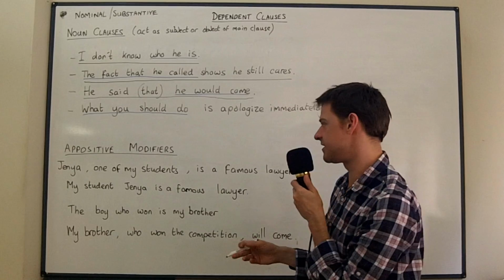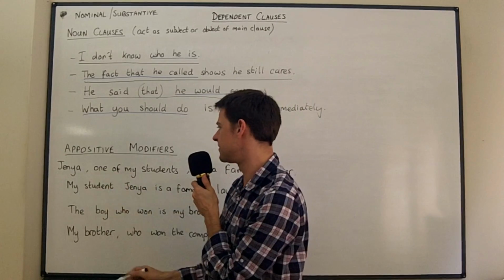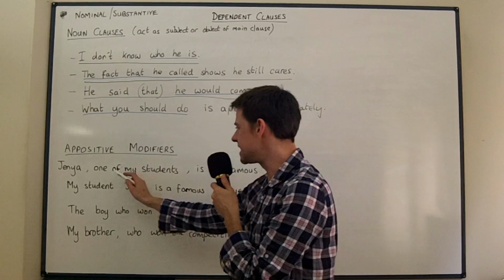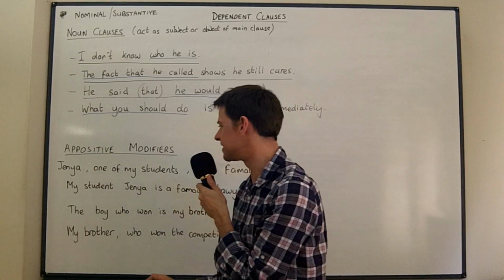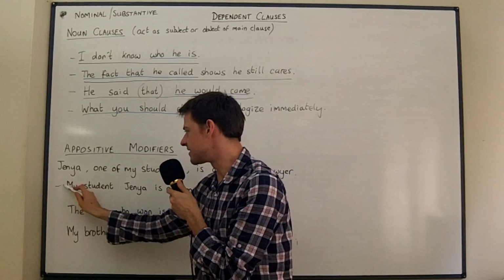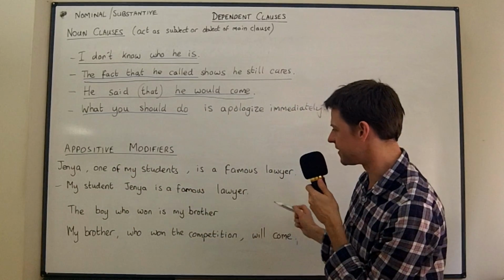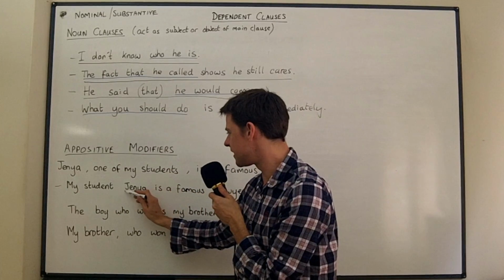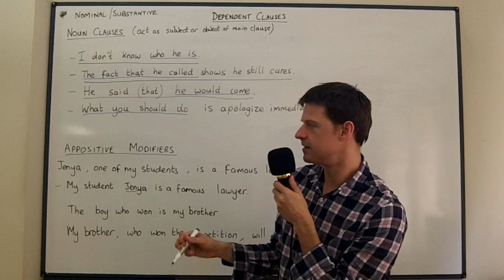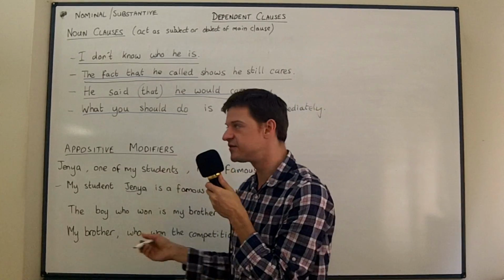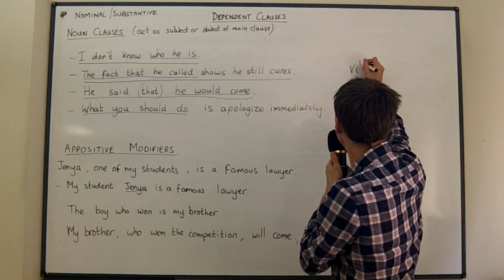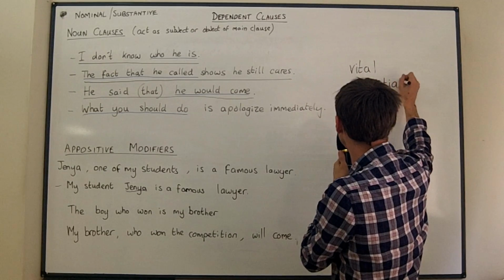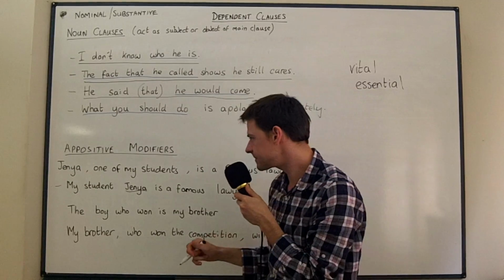Just like non-defining relative clauses are separated off by commas, it still makes sense to say Zhenya is a famous lawyer. We don't need this to work out who this person is. However, if we look at the next sentence, my student Zhenya is a famous lawyer, there's no commas here because the appositive modifier Zhenya is a vital appositive modifier. It's an essential appositive modifier. Yeah, it's vital or it's essential, just like defining clauses are essential, they're vital.